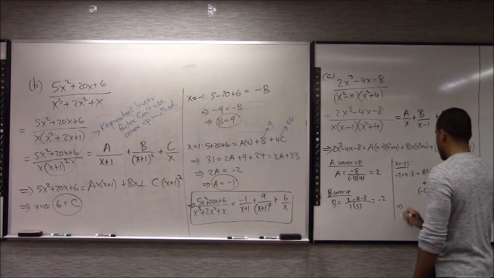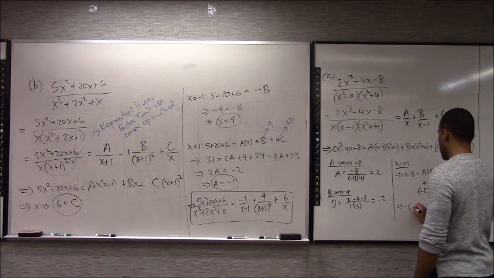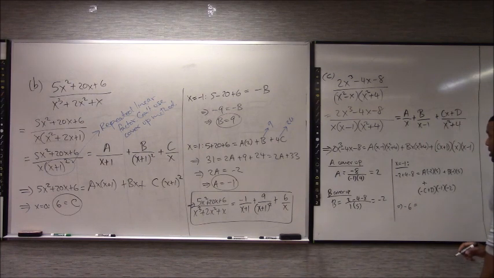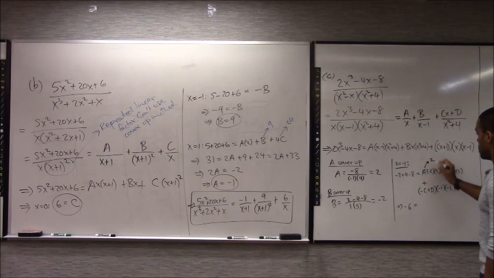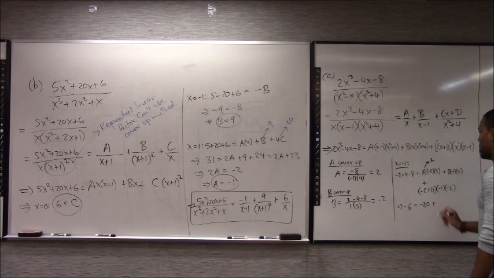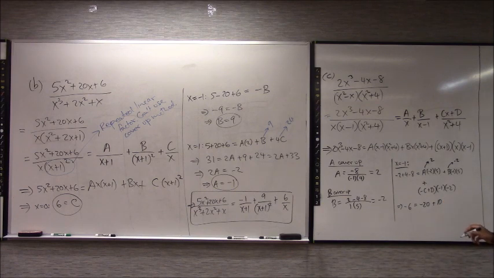Let's clean this up a little bit. On that side we have minus 6. And on this side, I know my A is 2, so that's 4 times 5, that's minus 20. I know my B is minus 2, so that's going to be 10. Then I'm going to have, this is going to be 3, so it's minus 3C plus 3D.